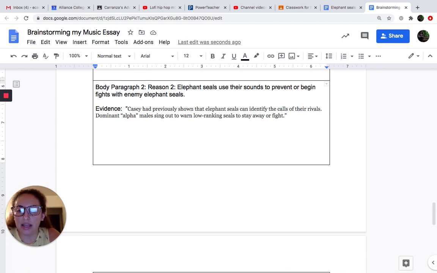And same thing, I went to look for my evidence. Casey had previously shown that elephant seals can identify the calls of their rivals. Dominant alpha males sing out to warn low-ranking seals to stay away or fight. And same deal, I'm going to explain in my own words once I'm typing my essay. What is this quote saying? How does it connect to what I just said in my first sentence?